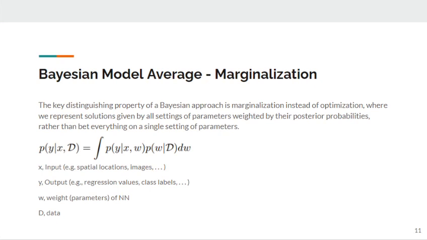And then we have the equation of the BMA, Bayesian model average, for which X is the input, could be spatial locations, images, and Y is the output, could be regression values, class labels, and W are the weights or parameters, and D is data. The authors stress that the key distinguishing property of a Bayesian approach is marginalization instead of optimization, where we represent solutions given by all settings of parameters weighted by their posterior probabilities, rather than bet everything on a single setting of parameters. This is very important to remember.